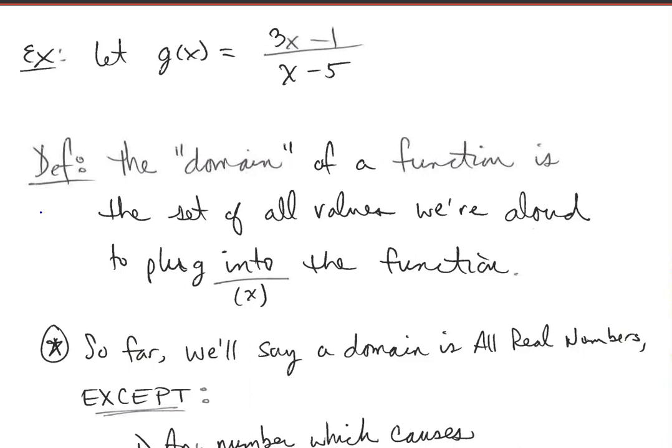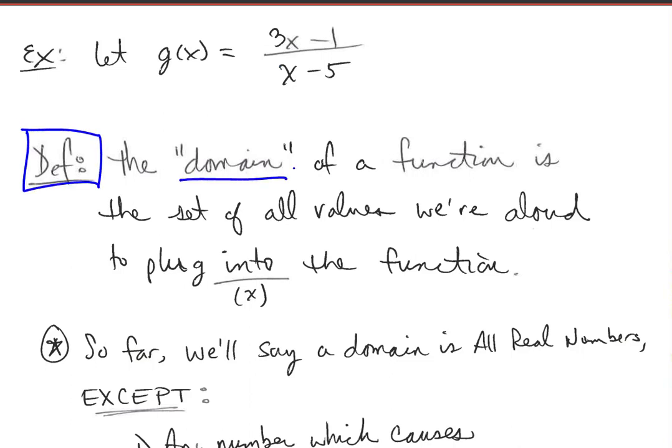Let's try another example, which will actually allow us to introduce a very important definition along with it. For this example, we're just kind of creating a function here. We're going to let g of x, so that is in function notation, g parentheses with an x in it, equals, so g of x equals a fraction where the numerator is 3x minus 1 and the denominator is x minus 5. Alright, so given that function, we're going to begin with a definition, a very important one, which is this.